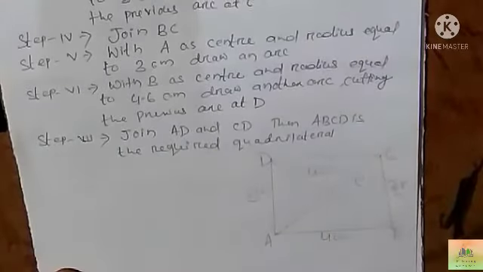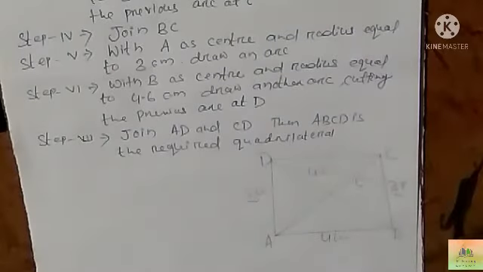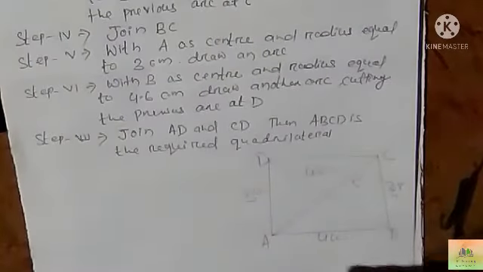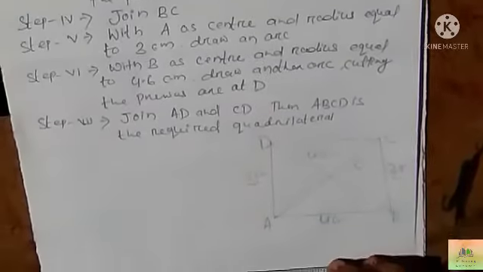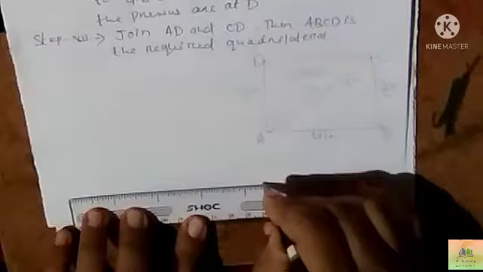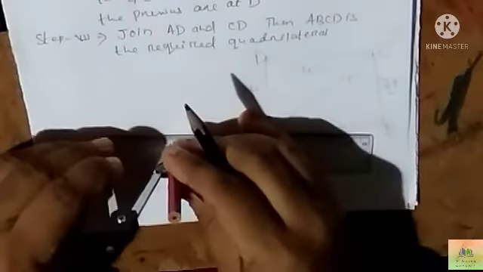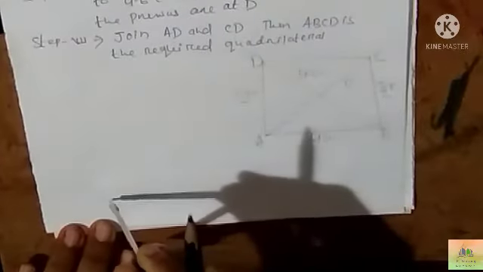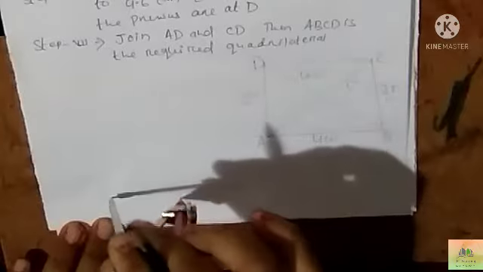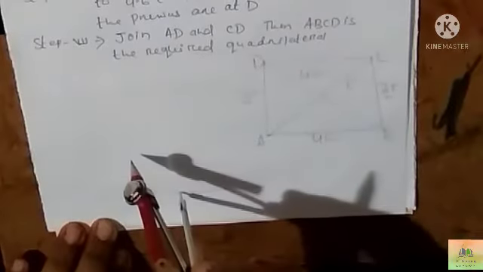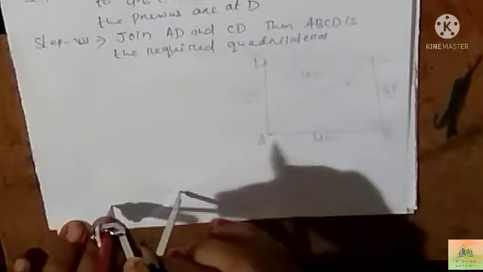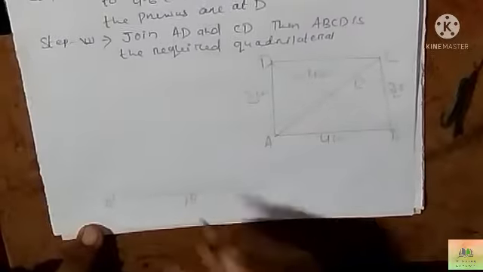Okay, so here in step 1, we draw AB. First we draw AB is equal to 4 cm. We draw any line segment. Then we measure 4 cm for AB. So this is A and B.